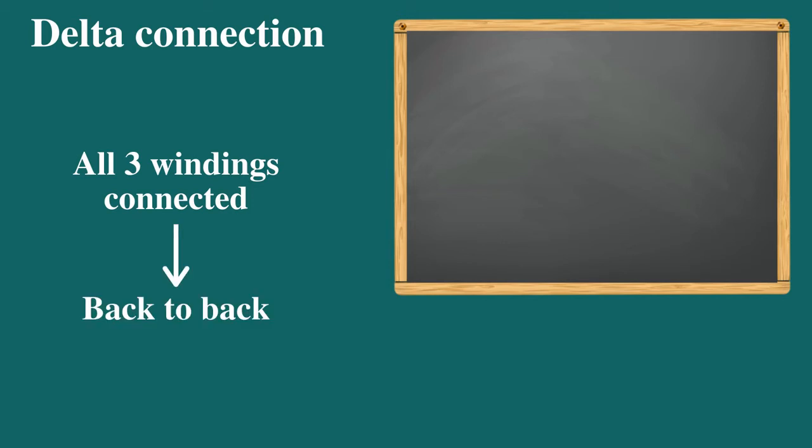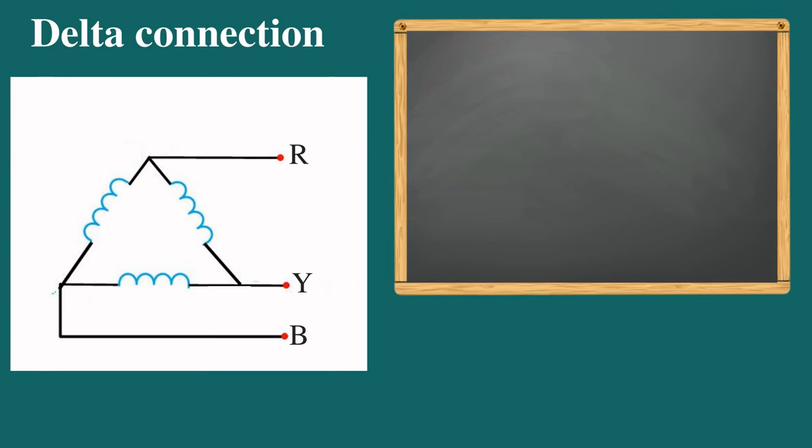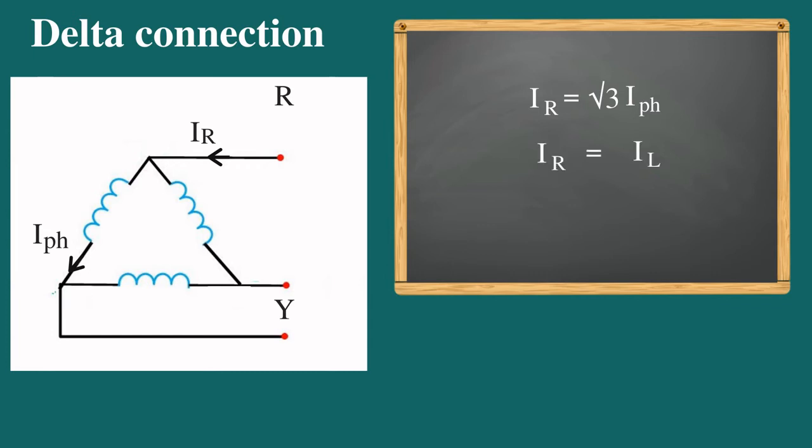Now delta connection. In this connection, all three windings are connected back to back. In this diagram you can observe all three windings RYB are connected back to back. So this type of connection represents delta connection. Now coming to the currents, IR is line current and IPH is phase current. Again from derivation, the result is line current is equal to root 3 times phase current for delta connection. And we know that IR is line current, that is IL. So from here IL will be equal to root 3 times IPH.